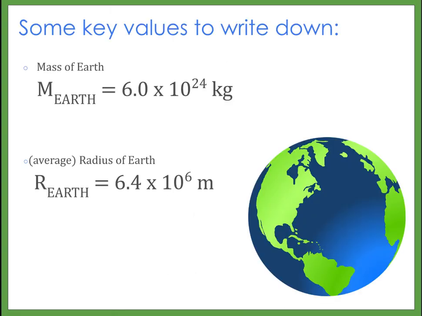Some other key values that are useful, and that will be made available to you on tests and homeworks and so forth, but still it's good to have them written down somewhere, are the mass of the Earth and the average radius of the Earth. So again, good numbers to have handy. If you look them up on the internet, you're going to get a wide variety of values. These are rounded off. They're the values we'll use in class just to have some consistency in what we're doing.